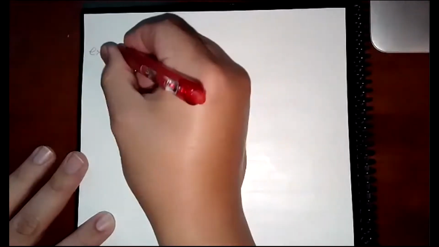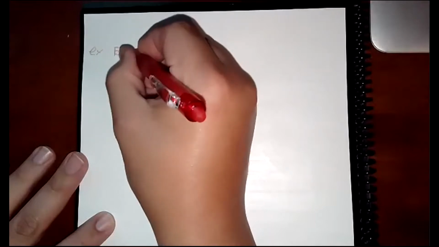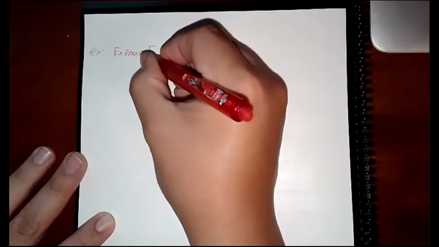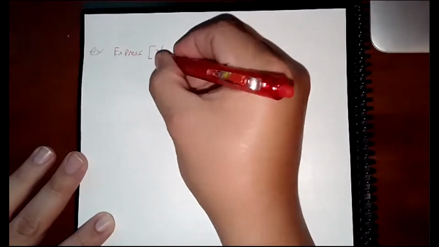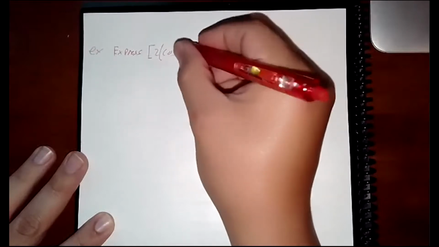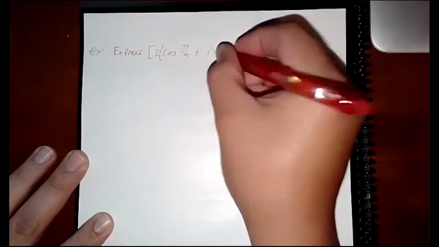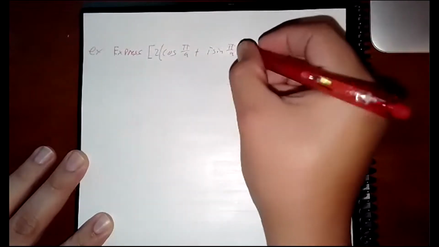So the quotient will be similar. So let's move on to something else. It's just rules of exponents. Express 2 cosine, excuse me, pi over 9 plus i sine pi over 9.